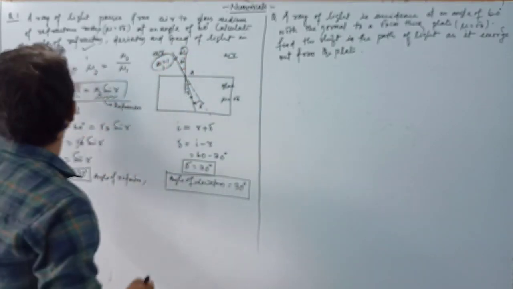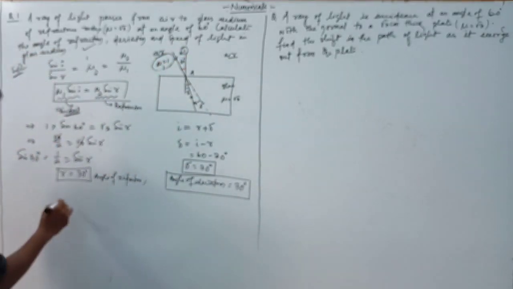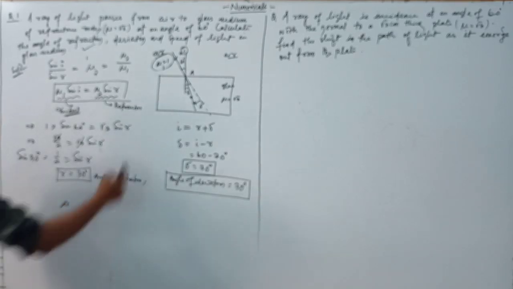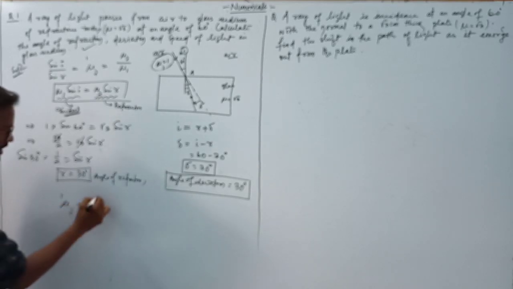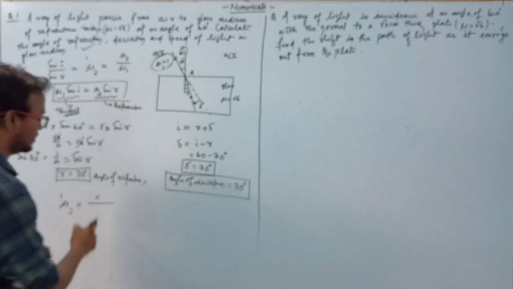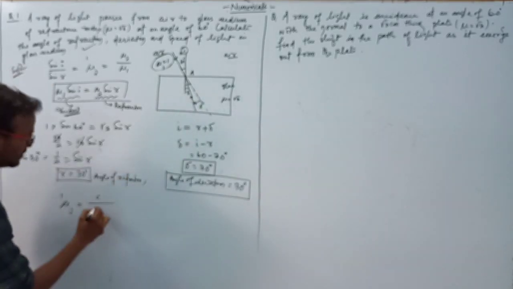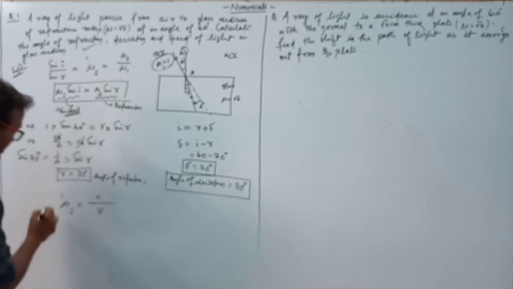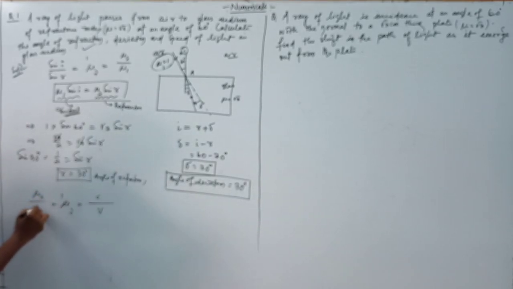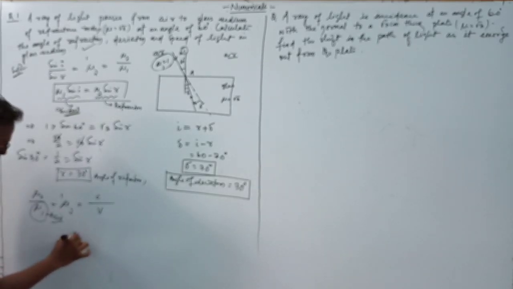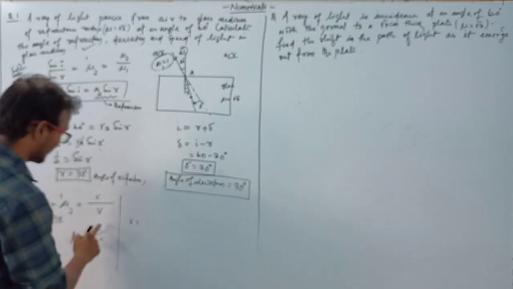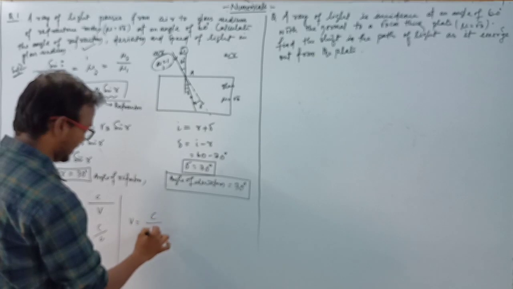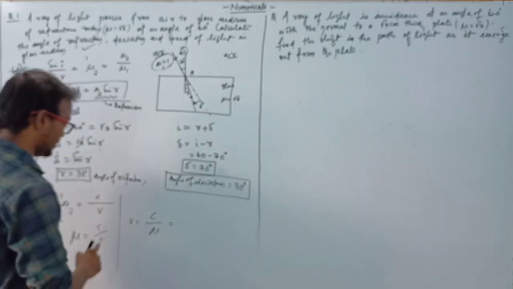Next, speed of light in the glass medium. We already know the refractive index of the second medium with respect to the first is the ratio of the speed of light in vacuum divided by the speed of light in that medium, suppose v. This relation can be written as mu 2 divided by mu 1, and this is for air medium, or we can simply write mu equal to c by v, and here v equal to the speed of light, that is c by mu.